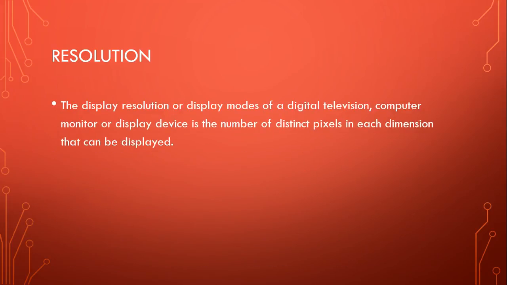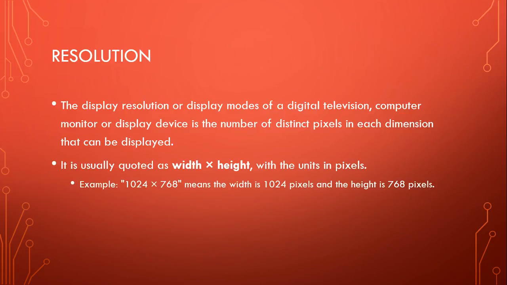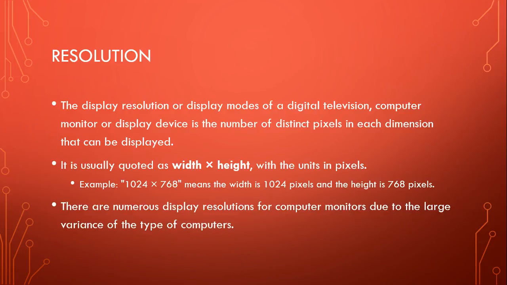Next, let's talk about resolution. The display resolution or display modes of a digital television, computer monitor, or display device is the number of distinct pixels in each dimension that can be displayed. It is usually coded as width by height, with the units being represented in pixels. So, for example, 1024 by 768 means the width is 1024 pixels and the height is 768 pixels. Now, there are numerous display resolutions for computer monitors due to the large variance of the type of computers, and that also has a lot to do with what kind of signal it is taking in.